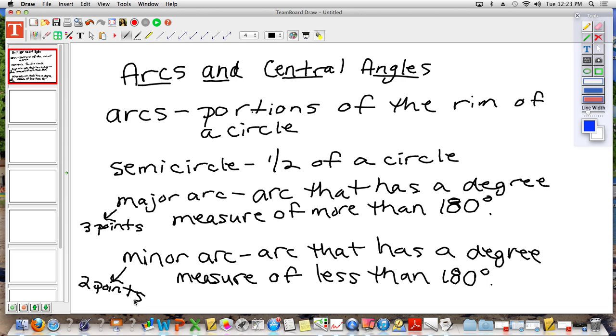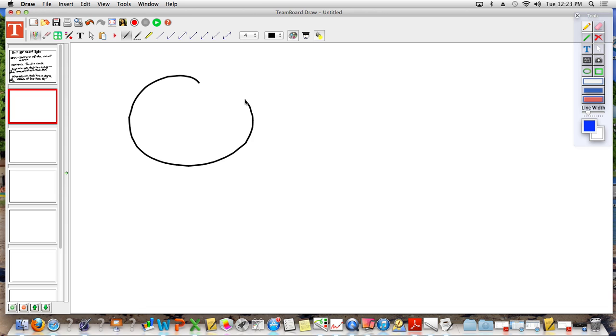Can I flip to a new page? Draw a circle. I want you to name that point A. Try to put your points in exactly the same spot that I'm putting mine. Let's call this circle O, by the way. We'll call this point B. I'm going to call this point C. And I may add a D later, but for now this is good.